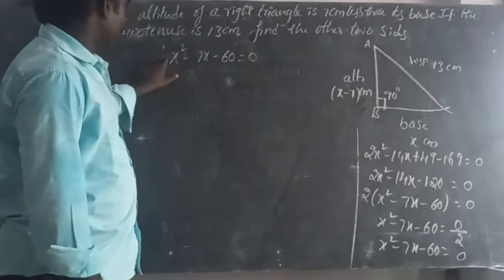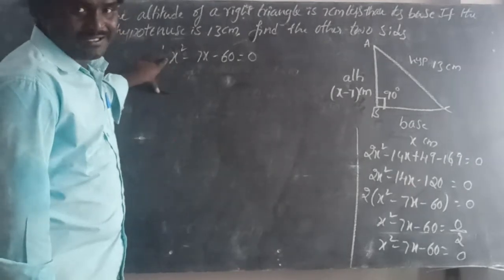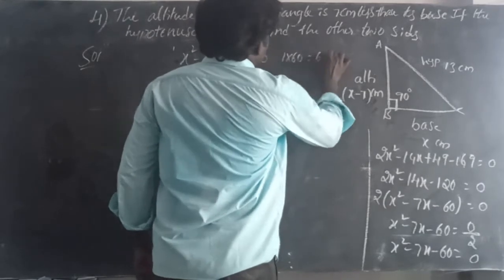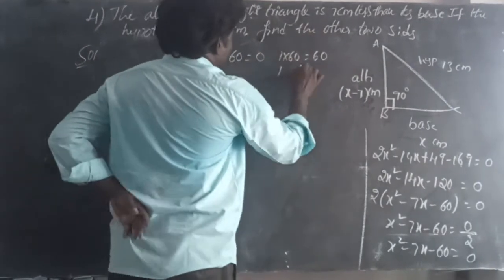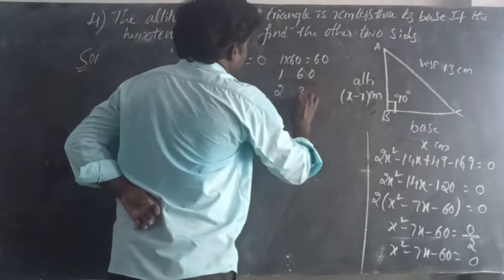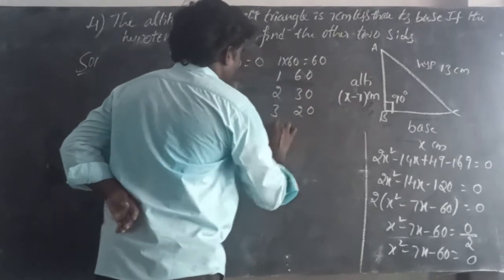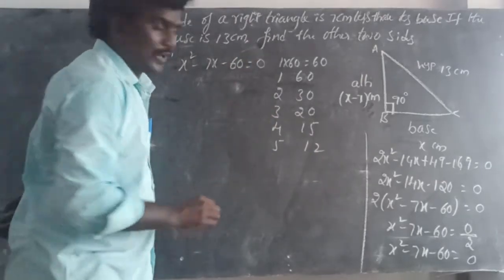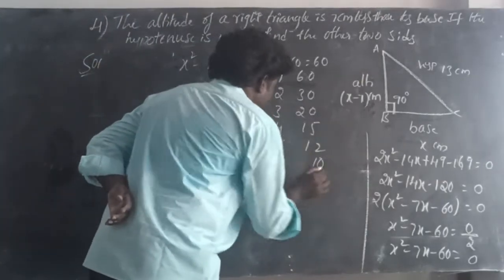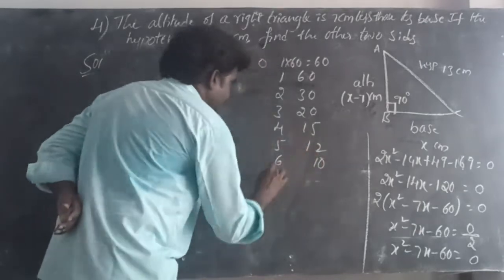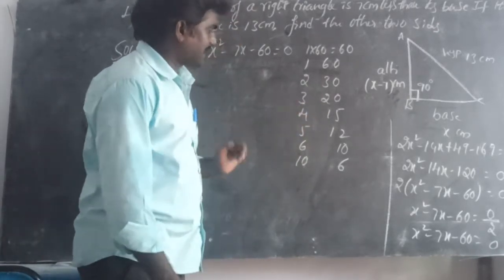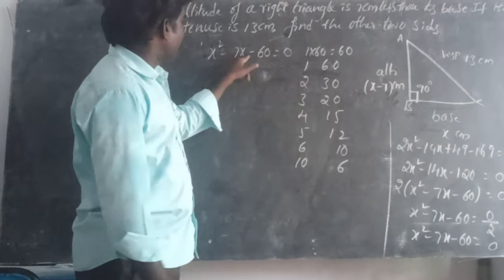X square quotient is how much? There is no quotient. What is that? 1. Constant 60. So 1 into 60, 60. So what are the factors? 1 60 ja, 2 30 ja, 3 20 ja, 4 15 ja, 5 12 ja, 6 10 ja. Next 10 6 ja. Okay. So in these factors, you take any two factor, their sum or subtraction is become x quotient.